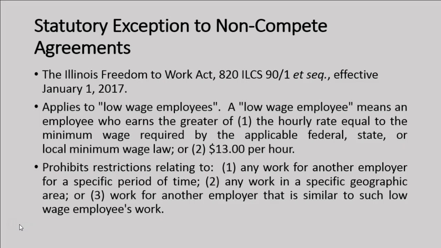And by this legislative enactment, restrictive covenants relating to any work for another employer for a specific period of time, that's the time duration restriction, or any work for a specific geographic area, that's the geographic restriction, or work for another employer that is similar to such low-wage employees' work, that's that protectable interest involved, and that competitive advantage that's being sought is going to be examined. So, by way of statute, there's an exception to non-compete agreements for low-wage employees in Illinois. They're unenforceable by law for these particular individuals that fall within this category.